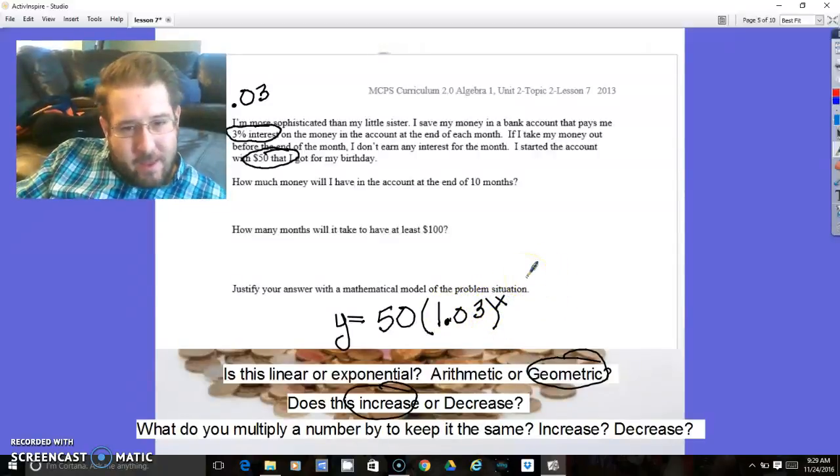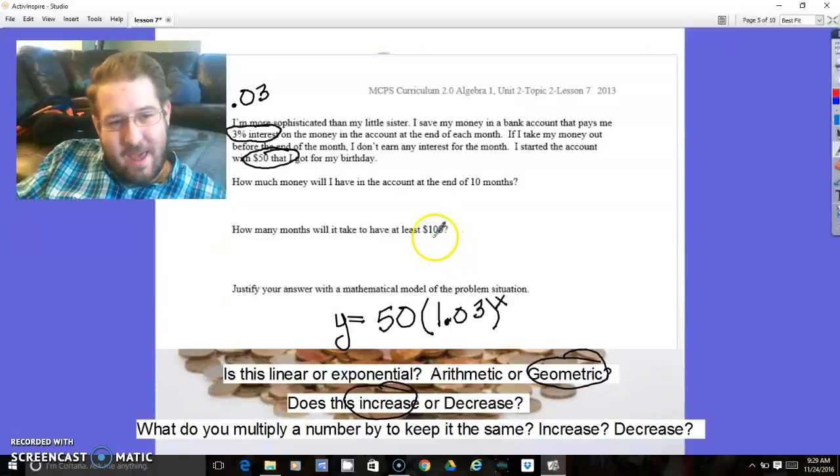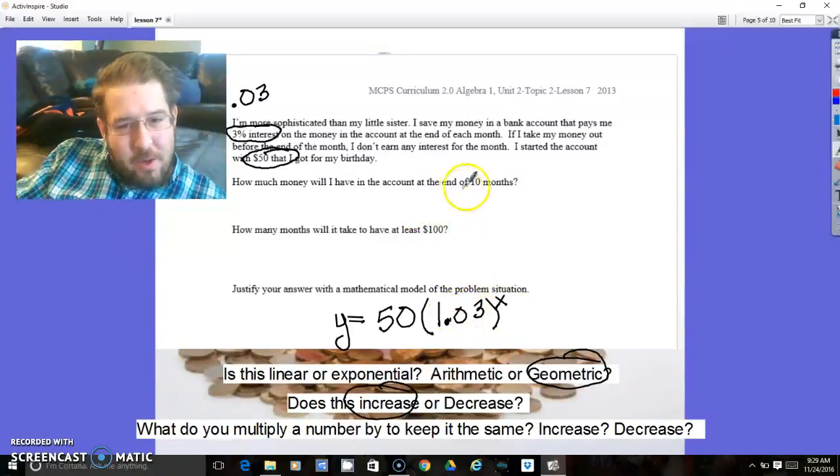Now, I don't have a graphing calculator on me, which is one of my flaws here. How much money will I have in the account after 10 months? I really need a graphing calculator. I can't just use my phone because the phone doesn't have exponents on it. So what I would do is put 10 in for x and solve. So using your graphing calculator, do 1.03 to the 10th power, and then multiply that by 50. Whatever that gives you, that's your answer. Sorry, I don't have the answer right now.